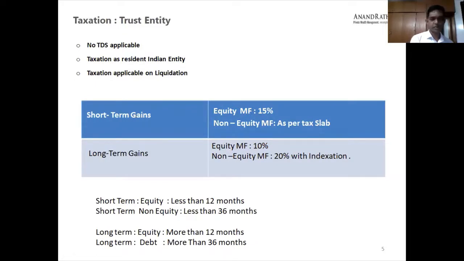Okay, go ahead, Soumitra. Sir, this is the taxation which is applicable on a trust. The trust has a similar taxation to what a resident individual will have. So a long term would be 10% for equity, and for non-equity, it will be 20% with the indexation. Short term would be less than 12 months, and long term, in case of non-equity, it would be 36 months. Whereas for equity, it would be 12 months, debt is 36 months. So it is treated as an individual.